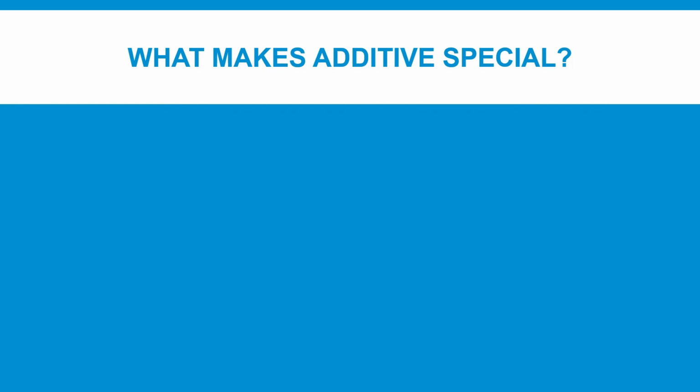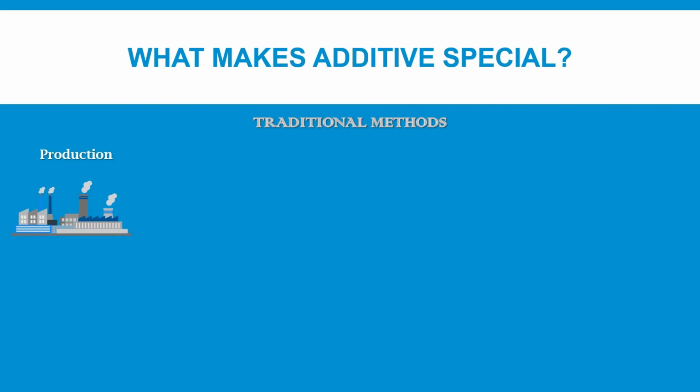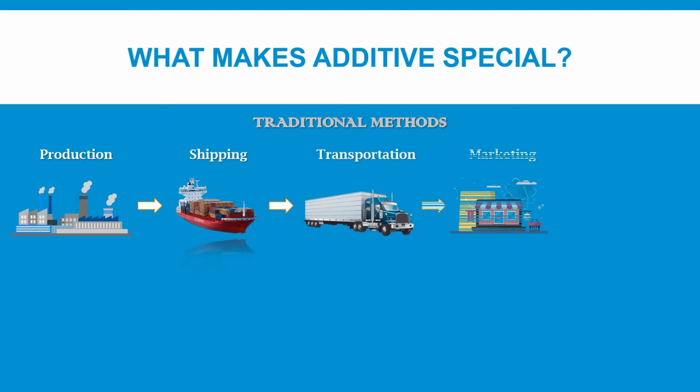And here is the question from all of us. What makes additive manufacturing so special? The answer is that traditional methods require a fixed large production area, and the goods produced are shipped all over the world and transported to the markets by means of vehicles to reach the hands of customers. This consumes more time for delivery, and the cost of the customer product now includes both the transportation charges and the profit of the vendor.